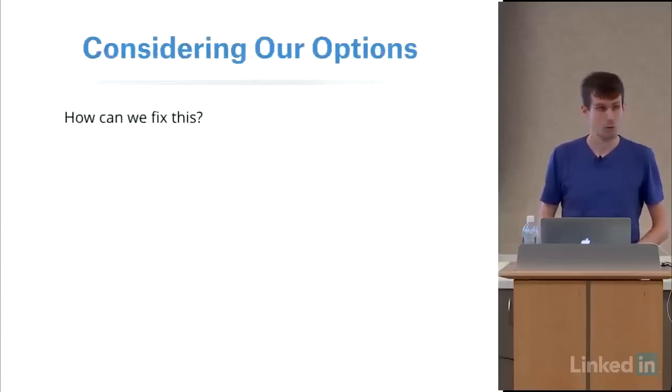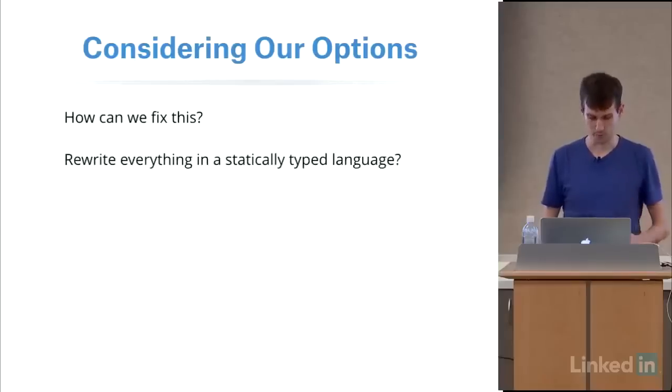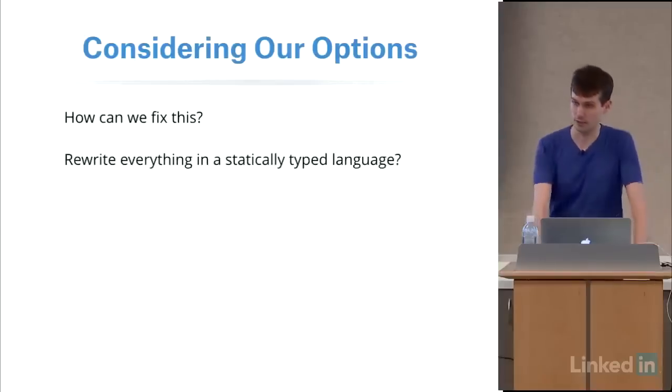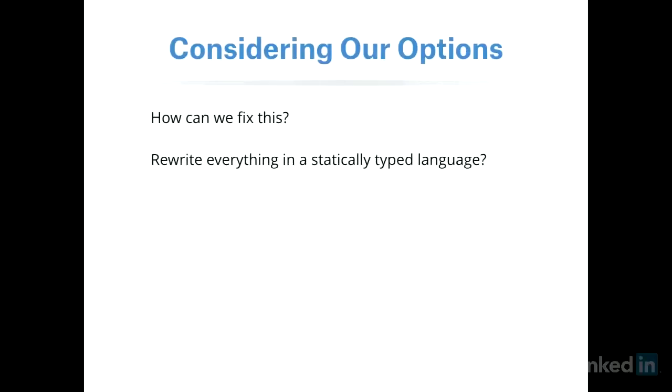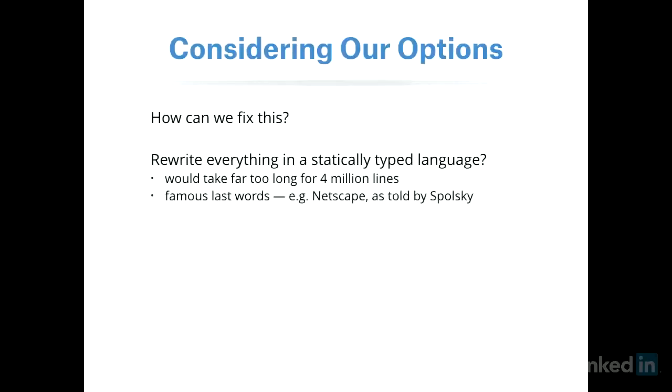Well, one thing that you could do that you hear recommended when you describe this problem is we could rewrite everything in some other language that has static types. There are some problems with this. So for a start, we have over 4 million lines of Python. So this would be a lot of work to rewrite all of those in some other language. And moreover, it's not just a lot of work, but it's really disruptive. It's hard to get any other work done at the same time.